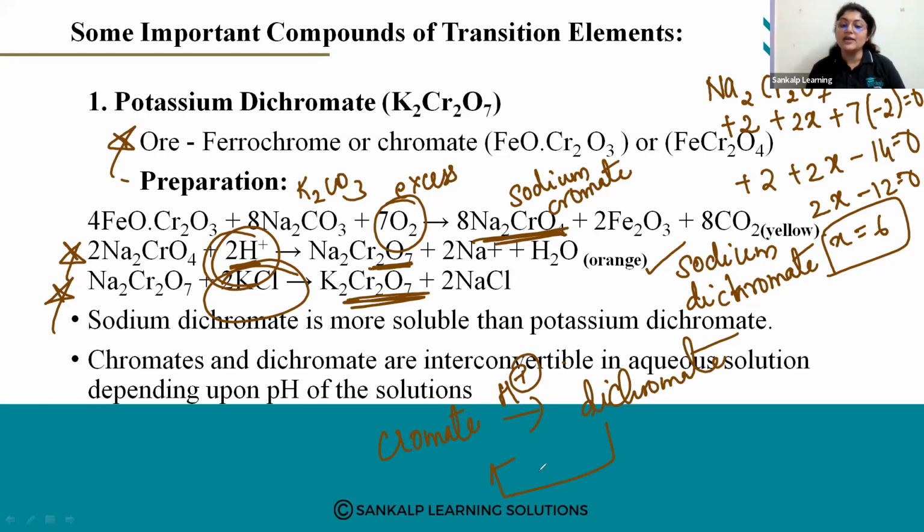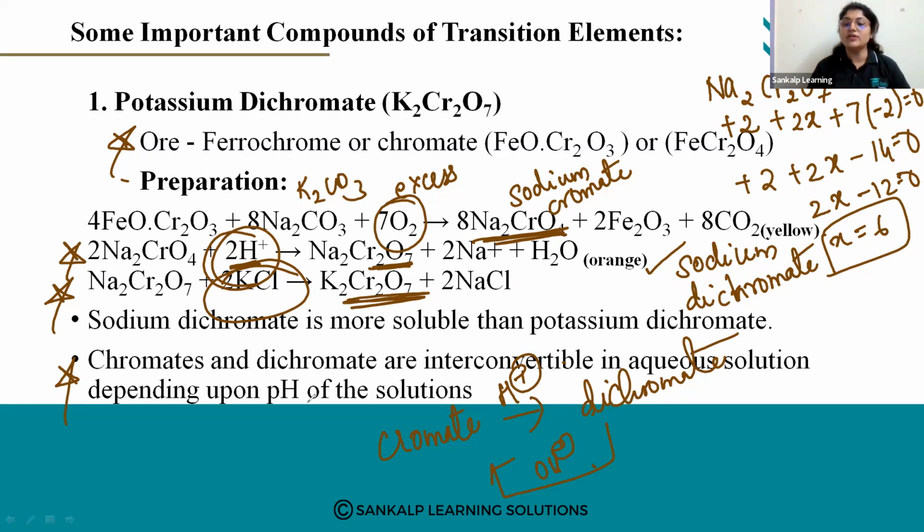I will add basic solution, I will add acid. You can read out this second point. Chromates and dichromates are interconvertible in aqueous solution depending upon the pH of the solution. So if you want to convert chromate to dichromate, I have to acidify the solution.